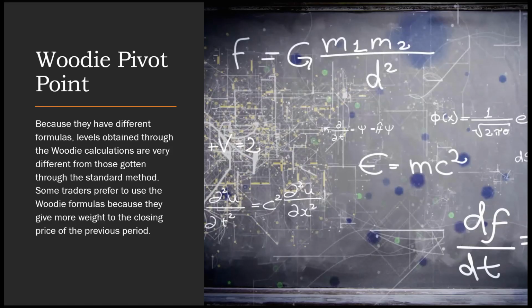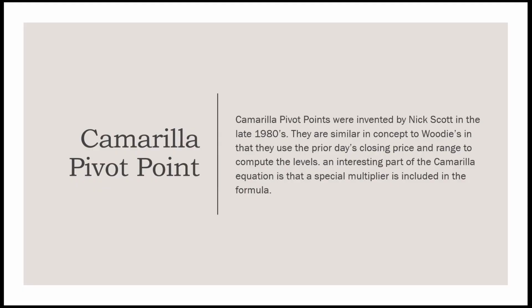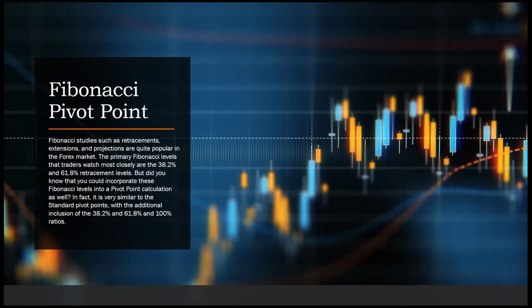Because they are different formulas, levels obtained through the Woody's calculator are very different than those you have gotten through the standard method. Some traders prefer to use the Woody's formulas because they give more weight to the most recent closing period. Now, Camarilla's pivot points were invented by Nick Scott in the 1980s. They are similar in concept to Woody's in that they use the prior day or prior time frame closing price and the range to compute the levels. An interesting part of Camarilla's equation is that a special multiplier is included in the formula.